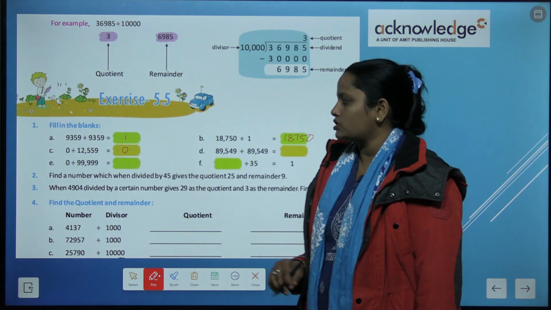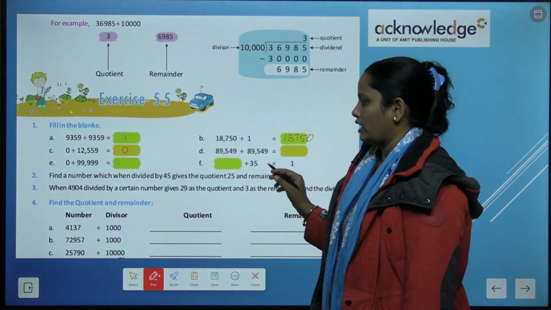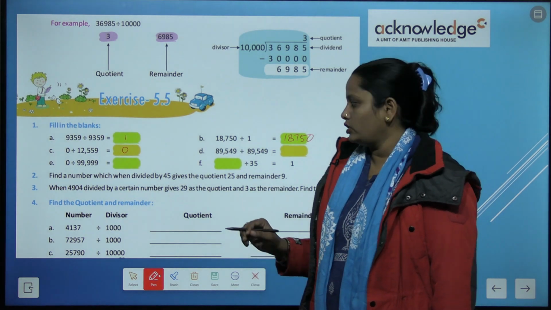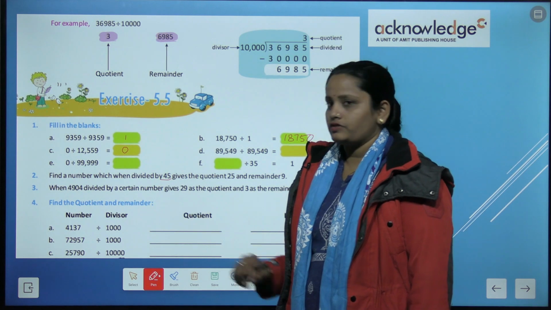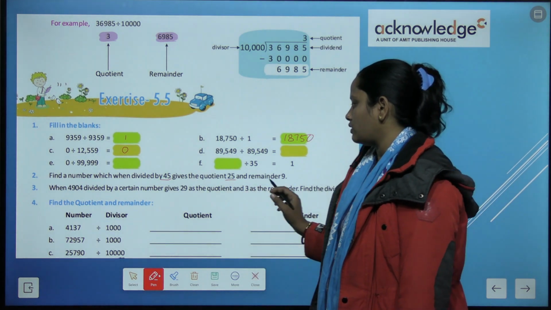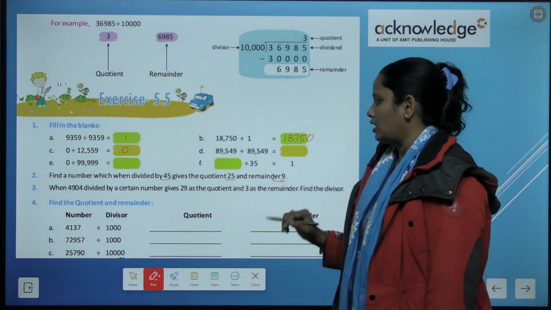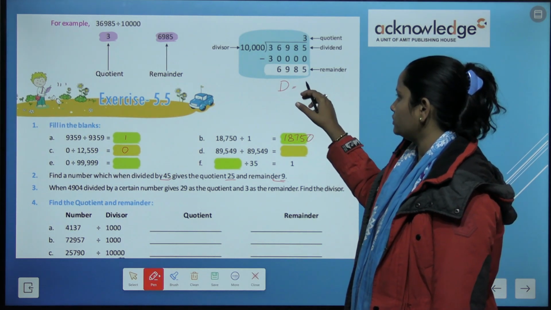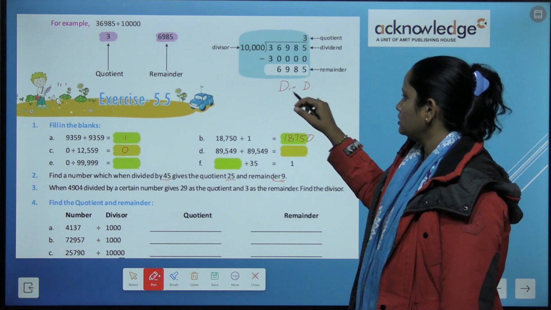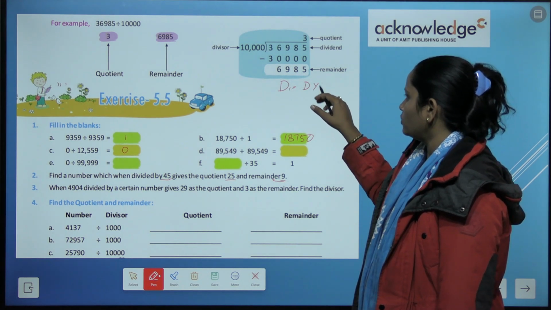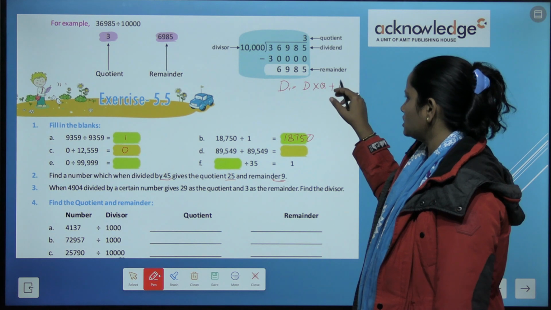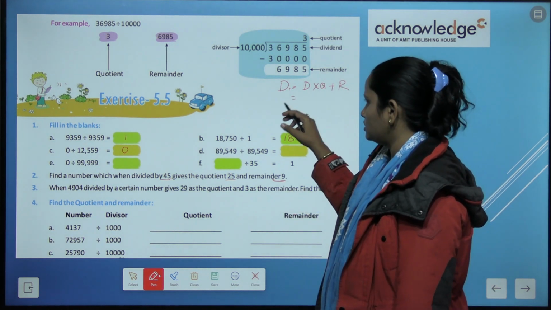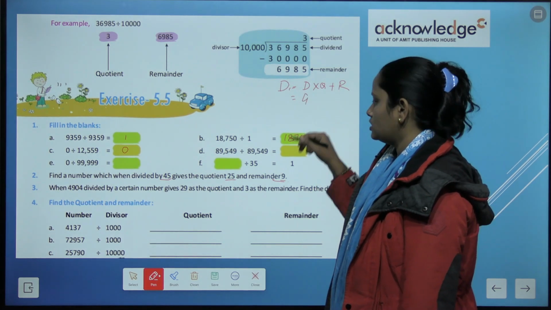Now, second question. Find the number which when divided by 45 gives the quotient 25 and remainder 9. ऐसे नंबर को ढूंढना है जिसे 45 से डिवाइड किया जाए तो क्वेश्चन 25 आएगा और रिमाइंडर 9 आएगा. तो ऐसे केस में हमें वो फॉर्मूला लगाना है, डिविडेंड इज इक्वल टू डिवाइजर मल्टीप्लाई क्वेश्चन प्लस रिमाइंडर.